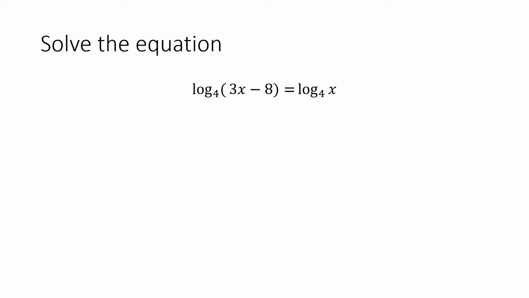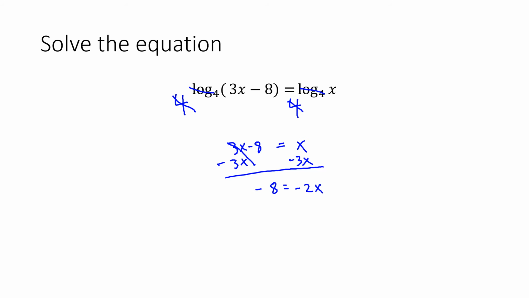So that is the answer for this question. We're also going to need to exponentiate on this problem as well. So we're going to eliminate by exponentiating with a base of 4. Remember, base 4 and log base 4 cancel each other out. So we're going to have 3x minus 8 on this side and x on the other. Using normal algebra, we solve by subtracting 3x on both sides, and then we have negative 2x is equal to negative 8. If we divide both sides by negative 2, then we end up with x equal to positive 4. We should check to see if this makes sense.